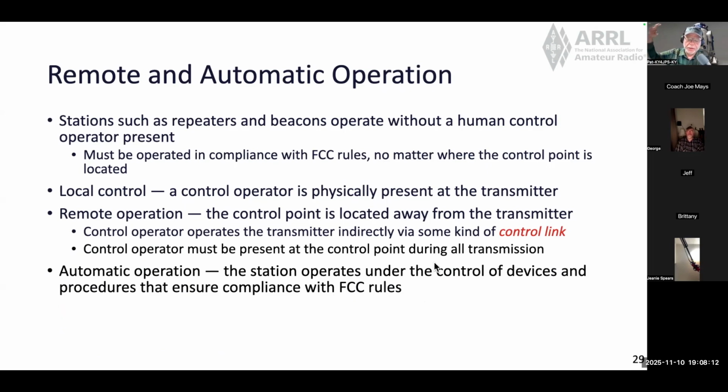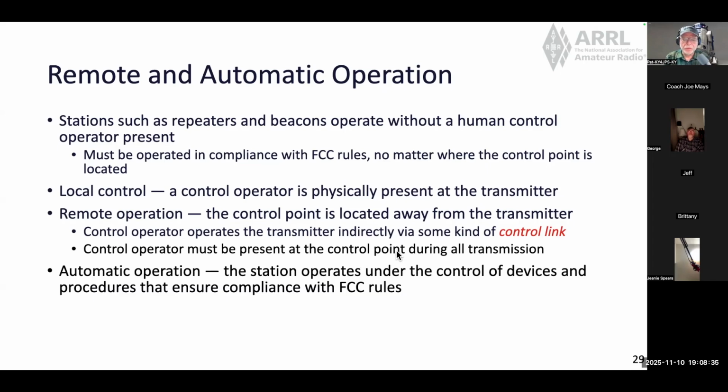So you have a repeater sitting out here, and it's just listening and retransmitting. It picks up a signal on one frequency and transmits it out on the other frequency for other radio operators in the area to listen to. The control operator is going to be the person sitting at their station transmitting to that repeater.